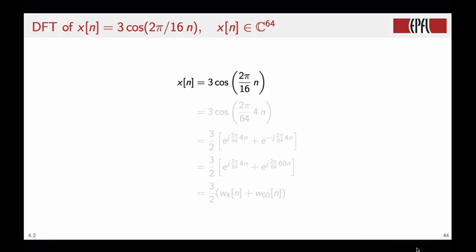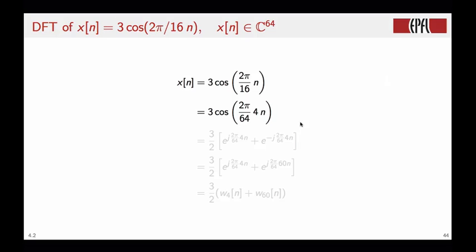Okay, so now let's try to compute the DFT of a sinusoidal function. We take x of n to be 3 times the cosine of 2 pi over 16 times n. We are in C64, so N, the dimension of our space, is 64. And the fundamental frequency of our Fourier transform will be omega equal to 2 pi over 64. All frequencies in the Fourier basis will be a multiple of this. With this in mind, we can start by expressing the frequency of our sinusoid as a multiple of the fundamental frequency for the space. So 2 pi over 16 will be equal to 2 pi over 64 times 4.